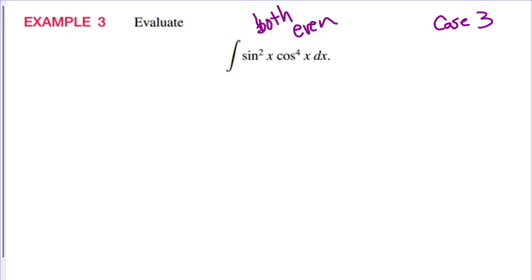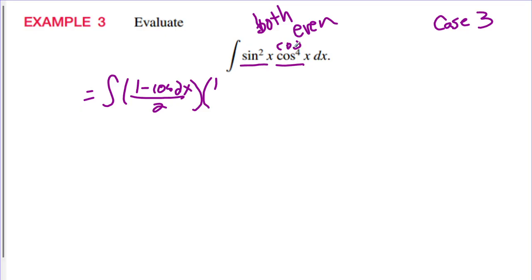When that happens, then we're going to use a trig formula, and that is we're going to replace sine squared of x with the trig identity 1 minus cosine of 2x all over 2, and then we'll use the identity for cosine to the fourth x, which we're going to rewrite as cosine squared of x quantity squared. That identity is 1 plus cosine of 2x over 2 quantity squared dx.